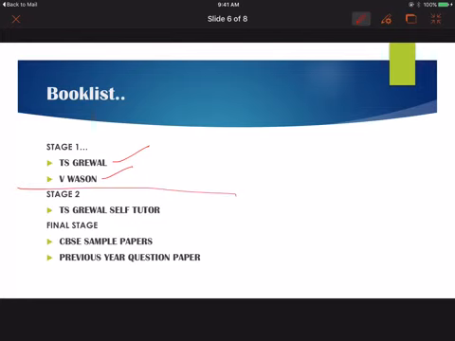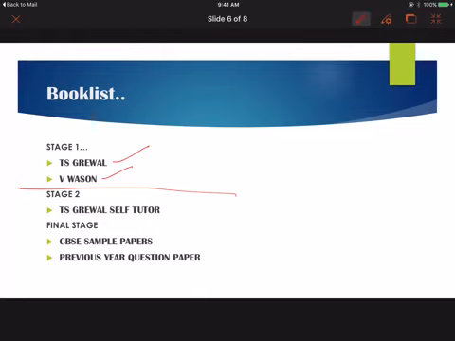You have to cover each and every chapter from these two books, and then you have to complete the entire syllabus. Okay, and then you need to come to stage 2. I can see that this can be done till around December. Usually, till December every school completes their syllabus, and you can cover these two books in your winter vacations.